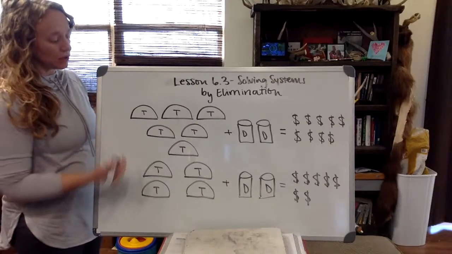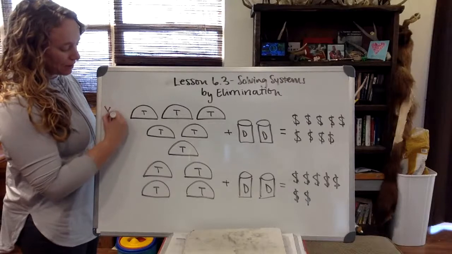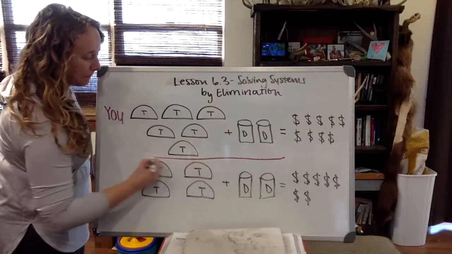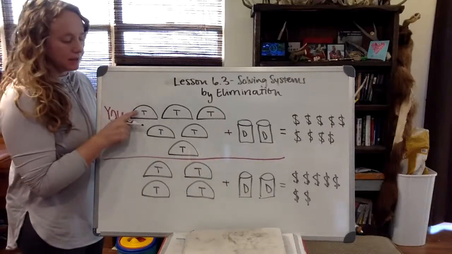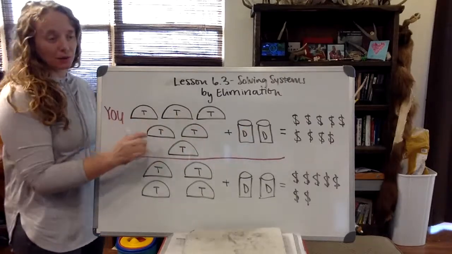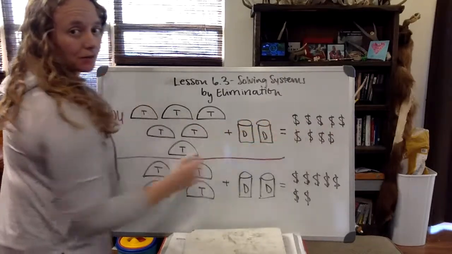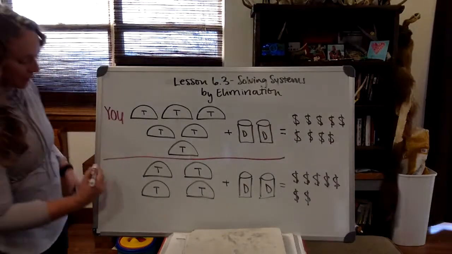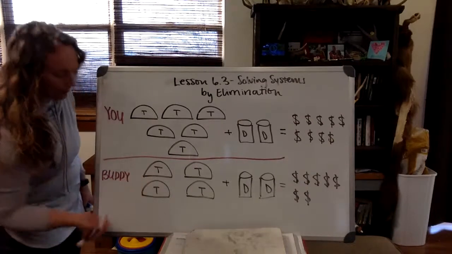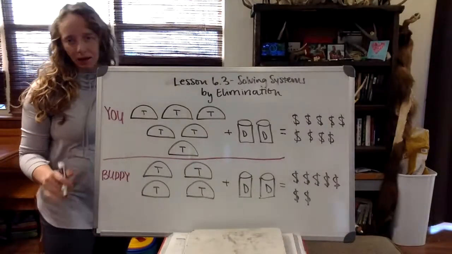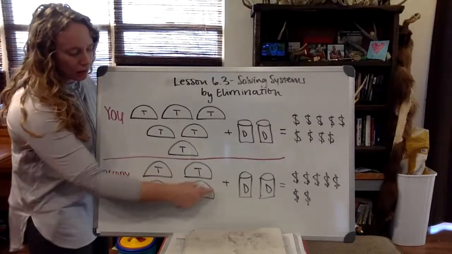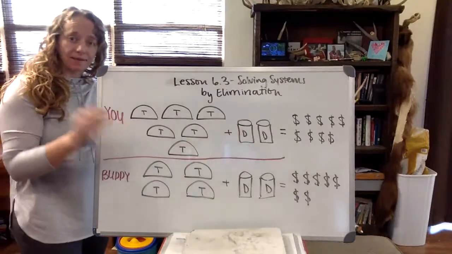If we look at this situation, we'll say this is you. Your order is this one here. You order 6 tacos and 2 drinks, and it costs you a total of $9. Your buddy is a little less hungry than you are, and that's okay. Maybe they had a big breakfast. They have 4 tacos and 2 drinks, and it costs them $7.